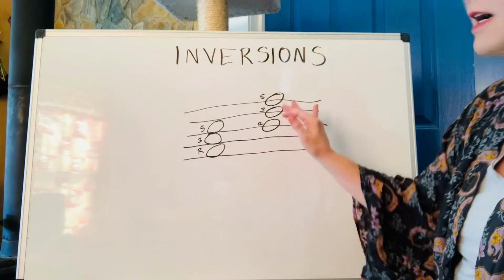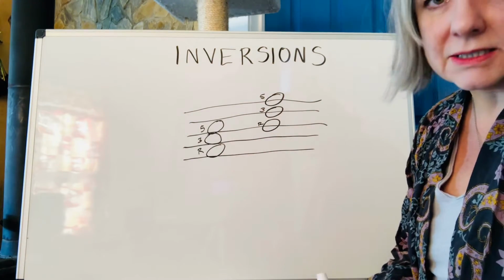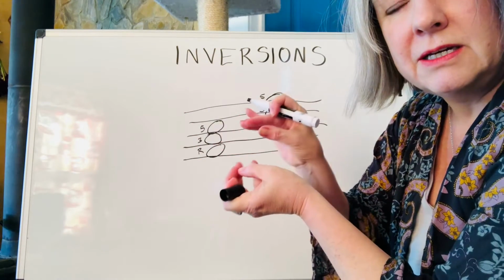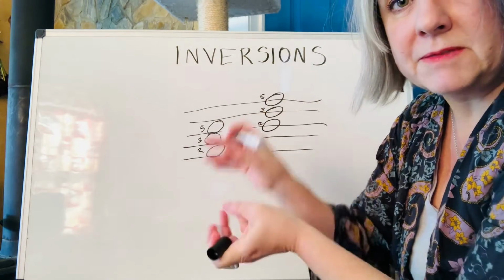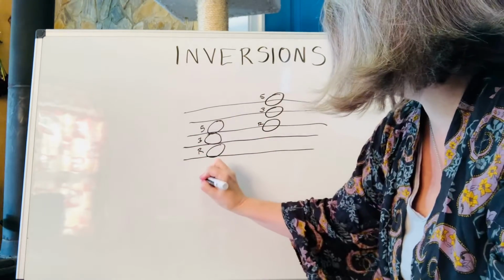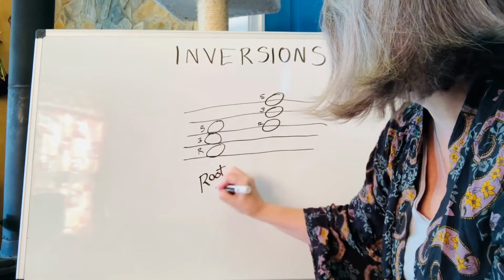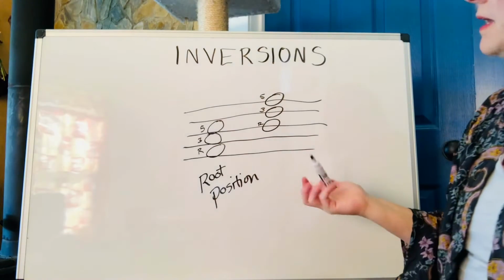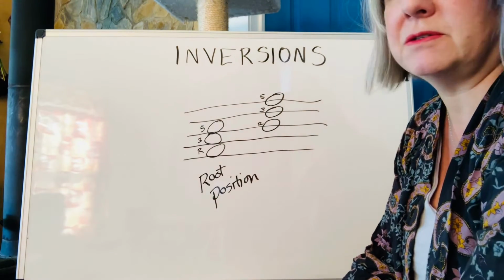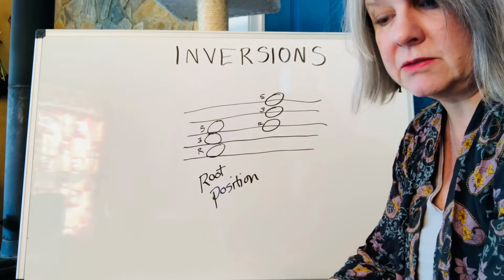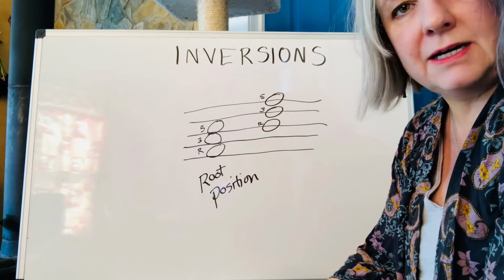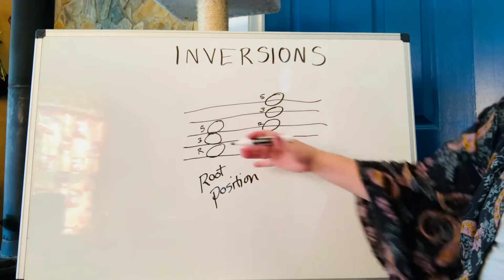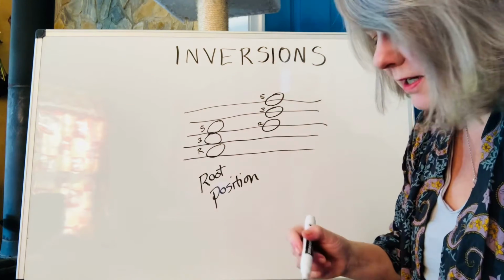So these triads are in root position. That means they're as close to each other in pitch as they can get. They're close. So this is root position. And the sound of that, I'm not sure if my pitches are right, will be like 1, 3, 5, 1, 3, 5. Both of those will sound like that. One of them will just be higher than the other.